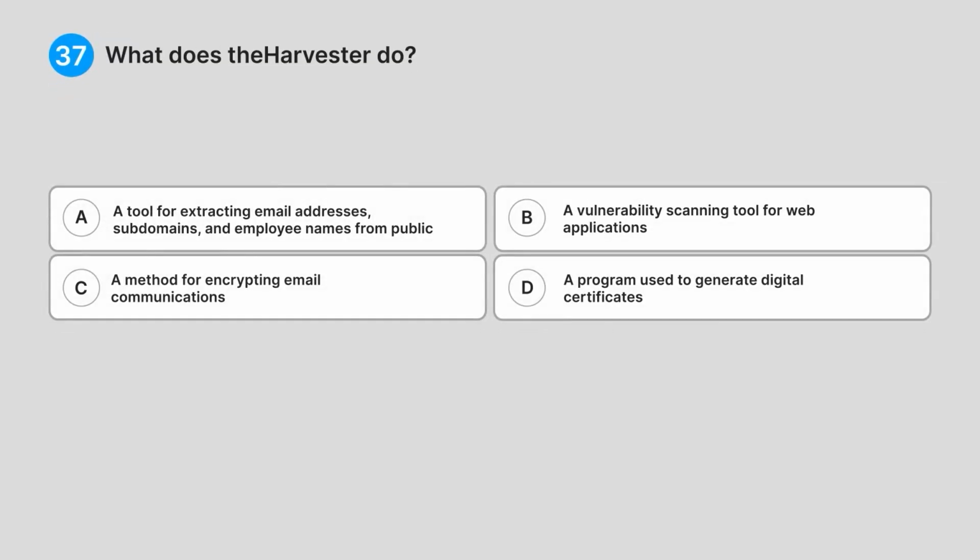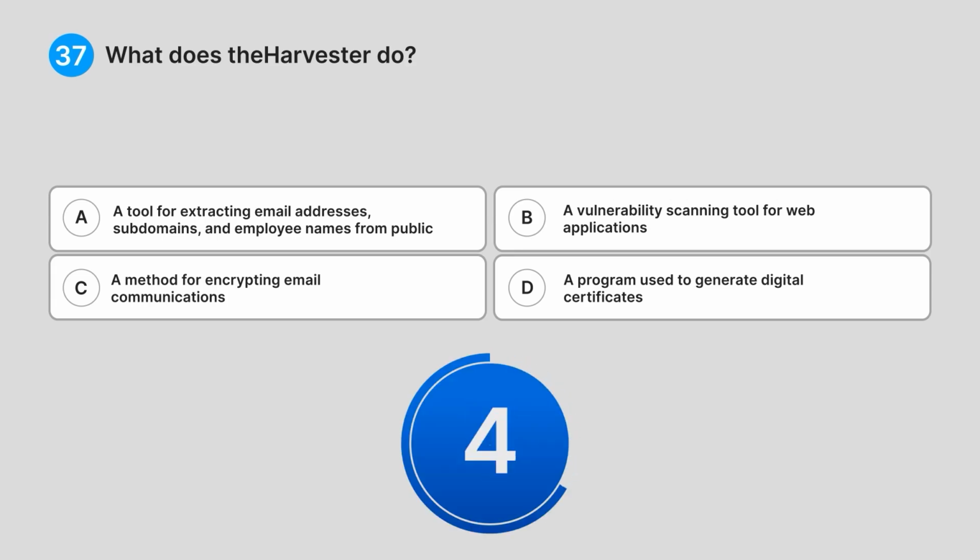37. What does the harvester do? A. A tool for extracting email addresses, subdomains, and employee names from public sources. B. A vulnerability scanning tool for web applications. C. A method for encrypting email communications. D. A program used to generate digital certificates. What do you think is the answer?